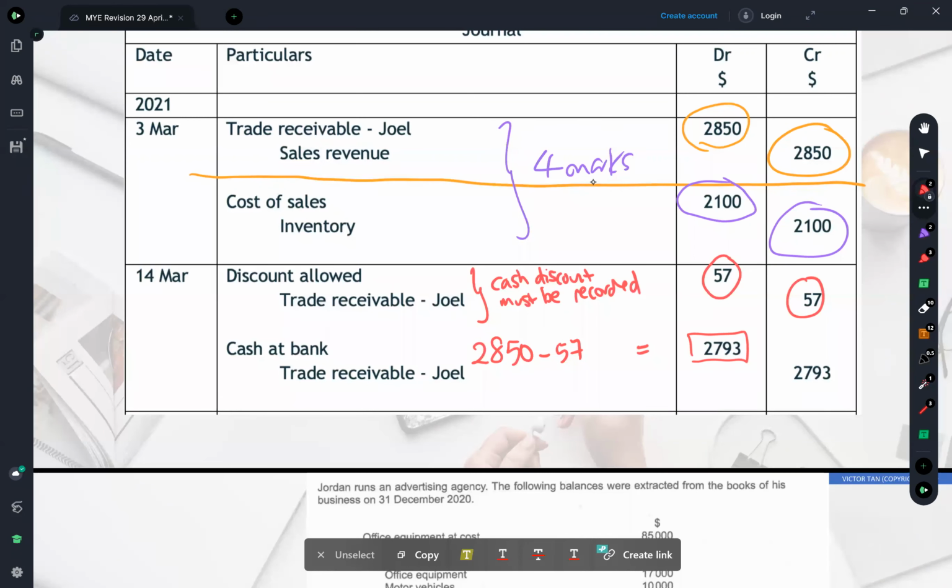Same thing, how many marks? Wow, this one 4 marks. So total 4 plus 4 is 8. So actually POA is not that difficult after all. I'm just going through, today is only one lesson, correct or not? Just going through an introduction.